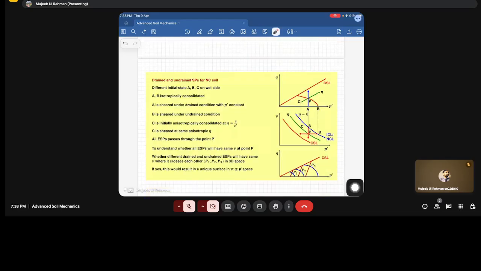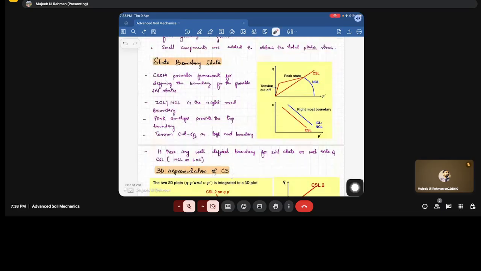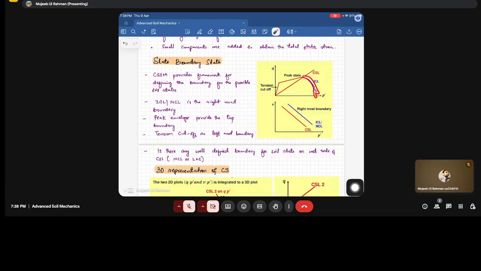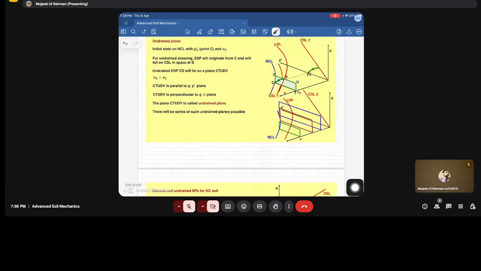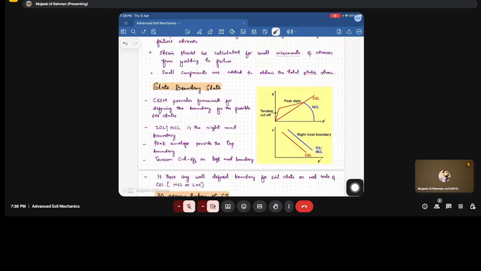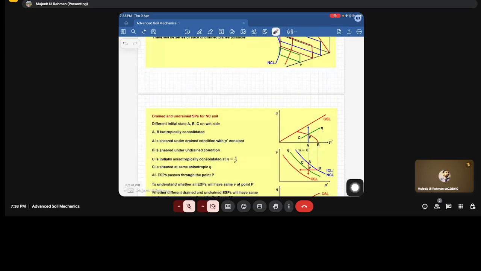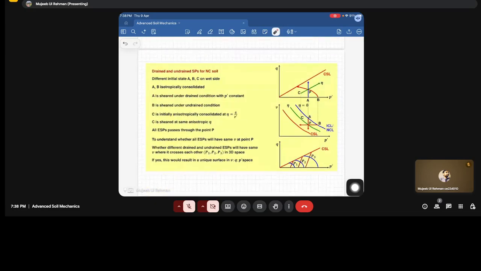Now we want to discuss the same point: is it possible, this bound that we talk about? Is there any bound for this? We will discuss that. If there is a bound, then the specific volume should be the same for a particular soil in different ESPs.